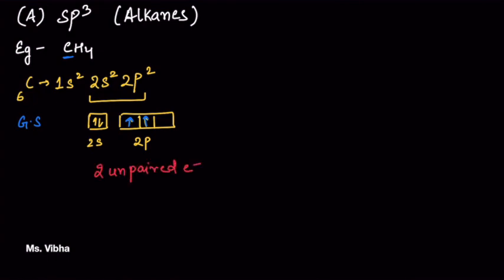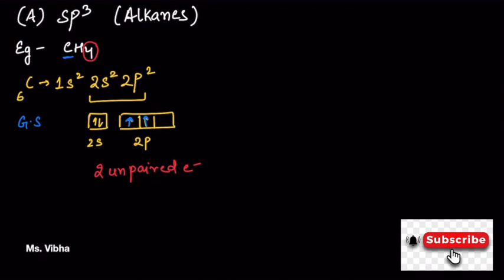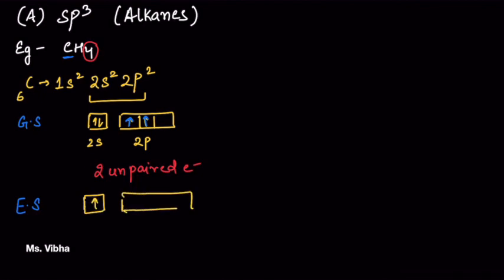That means carbon can form 2 bonds. But in the formula we can see that carbon is forming 4 bonds, and to make 4 bonds we require 4 unpaired electrons. To make that possible, we excite an electron from 2s to 2p. So for that we write the electronic configuration for the excited state. That becomes 2s1 because one of the electrons has been excited to 2p, and this becomes 2p3. So this orbital is 2p and this is 2s.